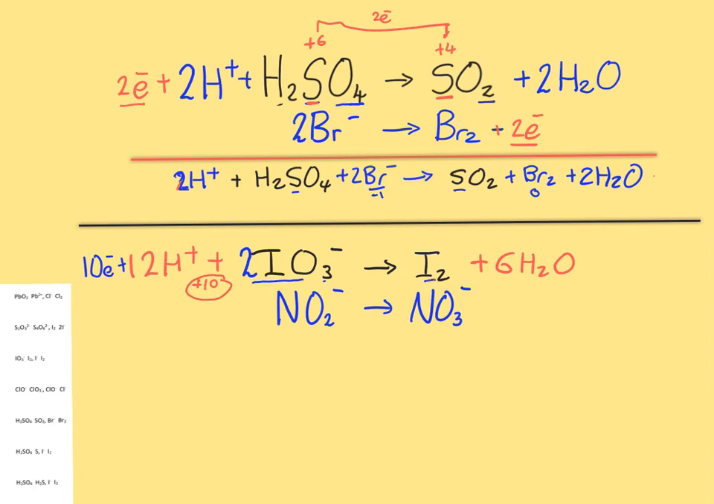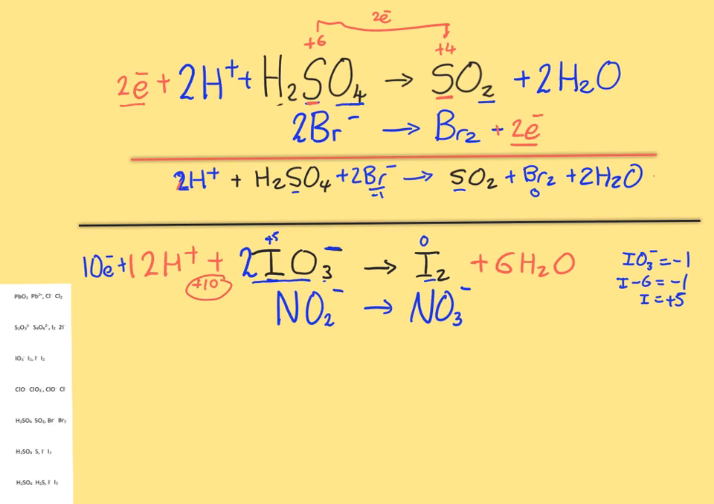We can check that using the oxidation numbers. So if we look at the oxidation state of iodine in iodate, oxygen is always minus 2 and the overall charge on the ion is minus 1. So iodine minus 6 equals minus 1. Iodine has got an oxidation state of plus 5. So iodine has been reduced from plus 5 to 0.